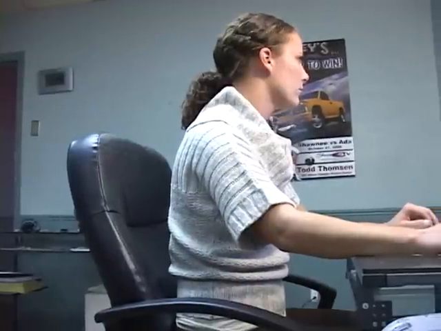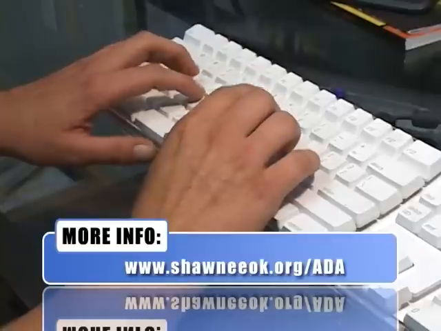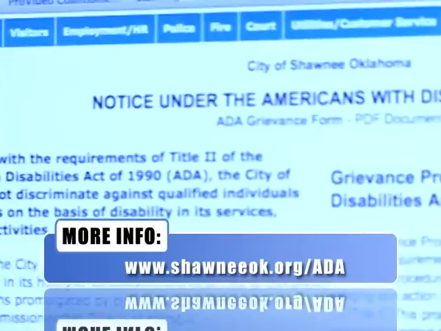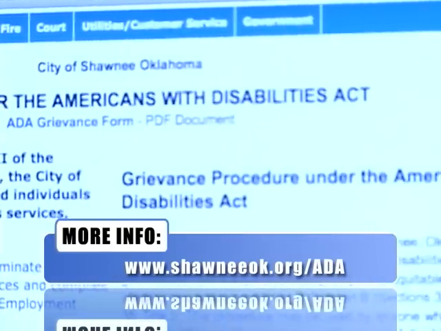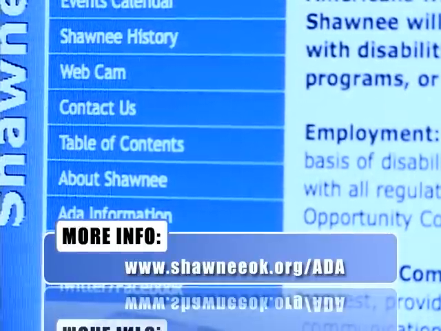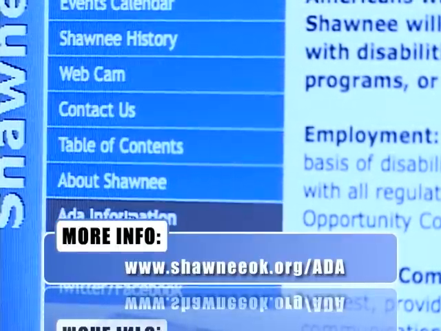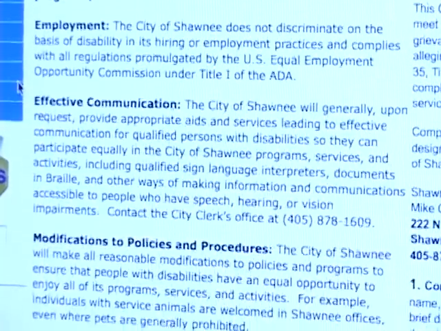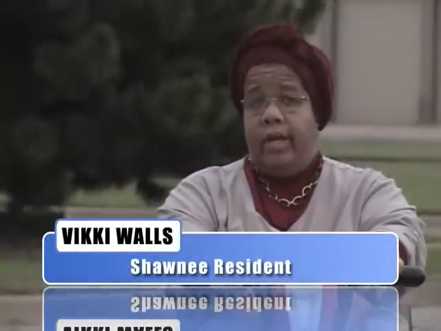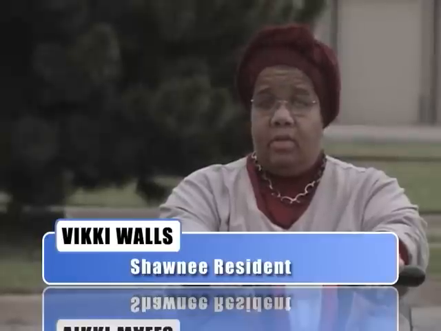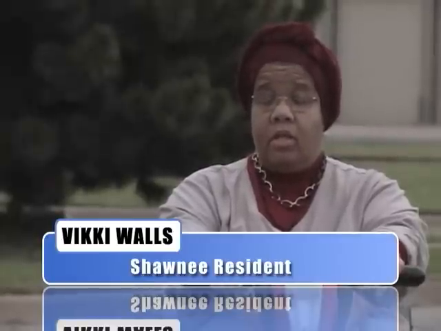The grievance process is all about the citizens getting involved. Anyone can file a complaint alleging discrimination on the basis of disability. Complaints should be submitted on the grievance form to Mike Cox at the Code Enforcement Office. You can go to www.shawneeok.org/ADA for more information.